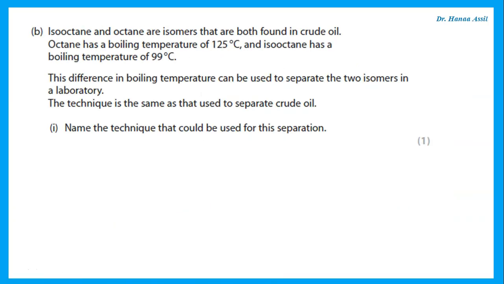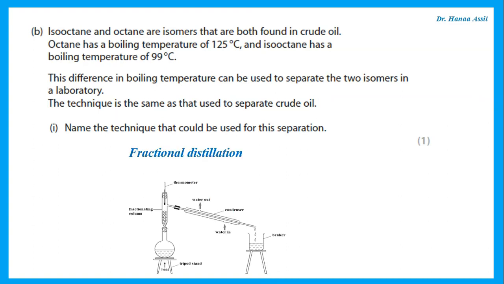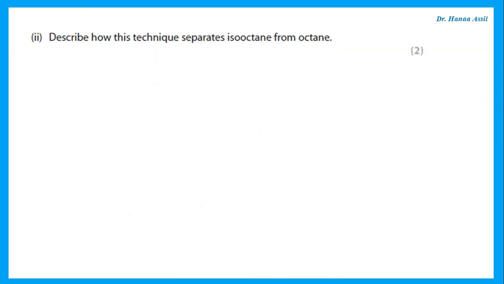Isooctane and octane are isomers that are both found in crude oil. Octane has a boiling temperature of 125 degrees Celsius. Isooctane has a boiling temperature of 99. So these are a mixture of liquids with different boiling points. This difference in boiling temperature is used to separate the two isomers. The technique is the same as that used to separate crude oil. So what is the technique used to separate a mixture of liquids that have different boiling points? Of course, that is fractional distillation.